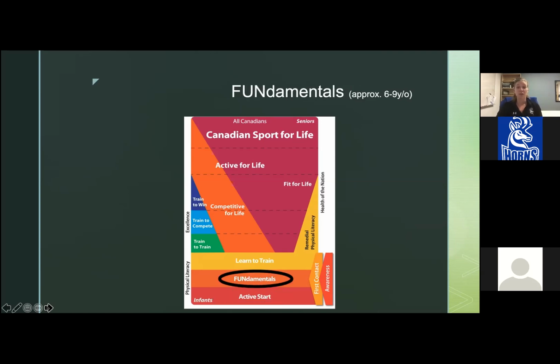So if we move up to fundamentals, obviously a little bit of a play on words there. So it says fundamentals for a reason, fun being highlighted here. There's going to be some fundamental movement skills that are developed in this phase. And again, we see that age approximately 6 to 9 years old. And it's still going to be unstructured. Some of it will be more structured. So again, the focus is still on it being fun.